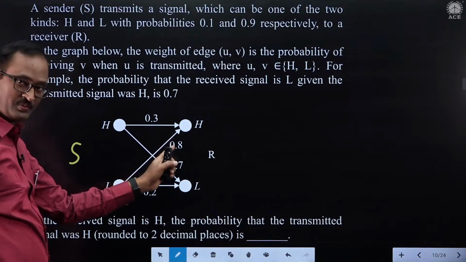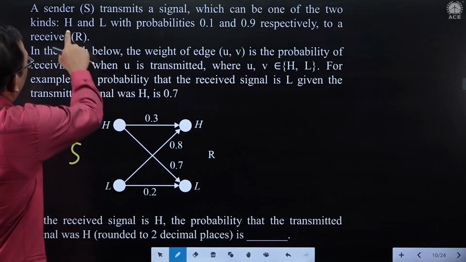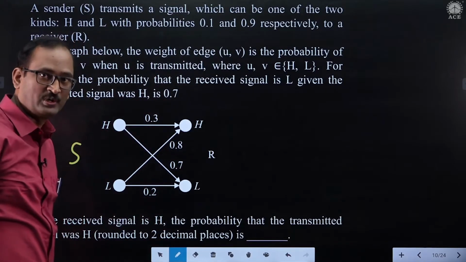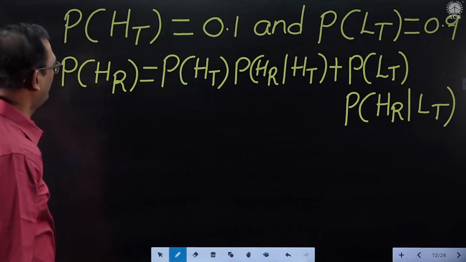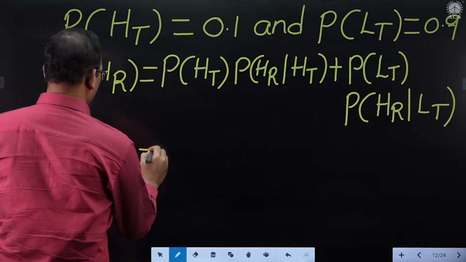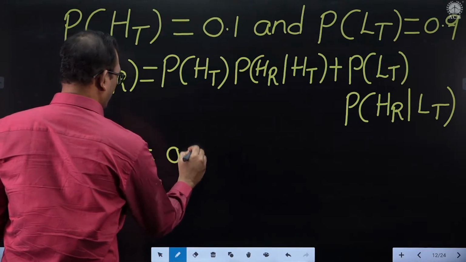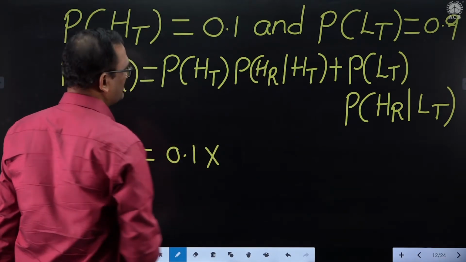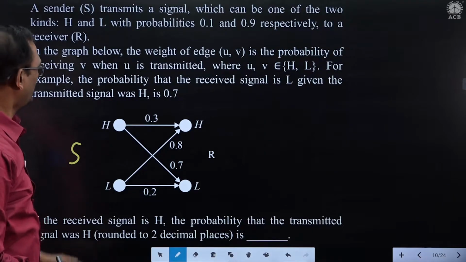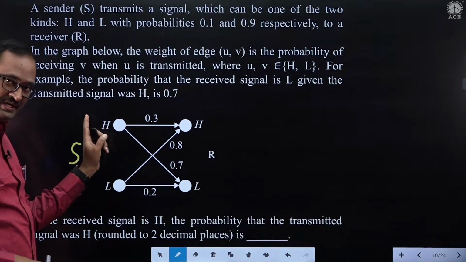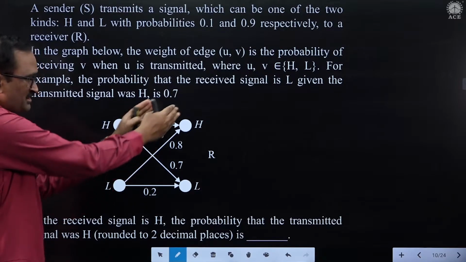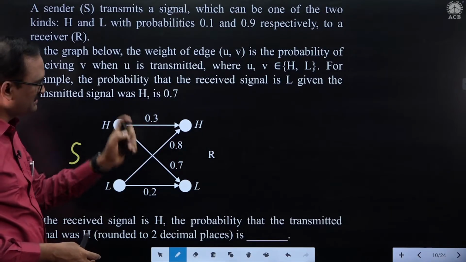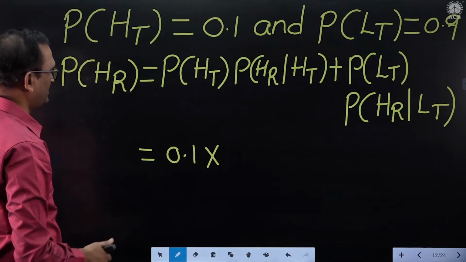For that, 0.8. Probability of H signal transmitted is 0.1. L signal transmitted is 0.9. Probability of H signal transmitted is 0.1. After H transmission, then H received is. What is this? After transmitting H, this side transmission, this side receiving. After H transmission, then it should be received as H. That is 0.3.